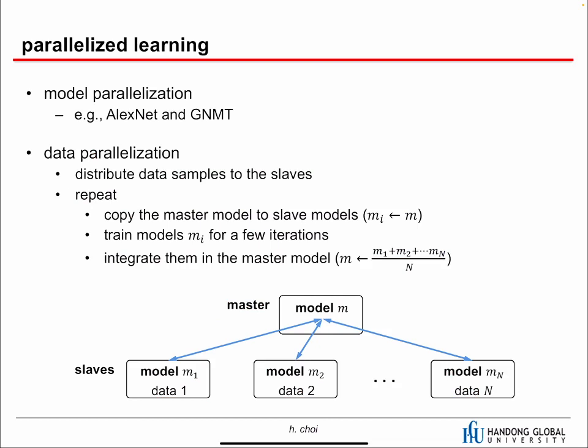And another one is parallelized learning. Basically, there are two different kinds of parallelization. The first one is model parallelization, and the second one is data parallelization. The model parallelization is not as simple. To use model parallelization, we have to implement the learning algorithm in a different way. So it's not a simple approach. For example, AlexNet used model parallelization, and Google NMT, Neural Machine Translation, used model parallelization.